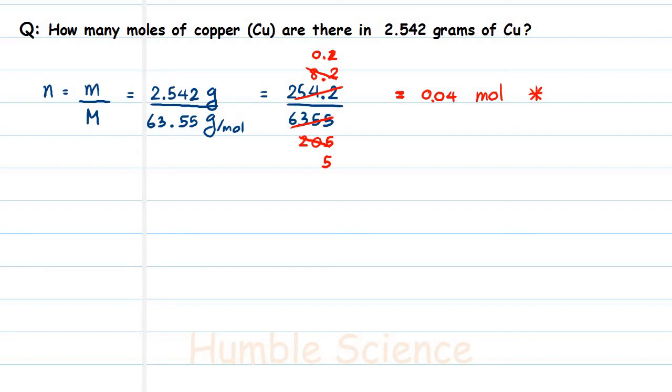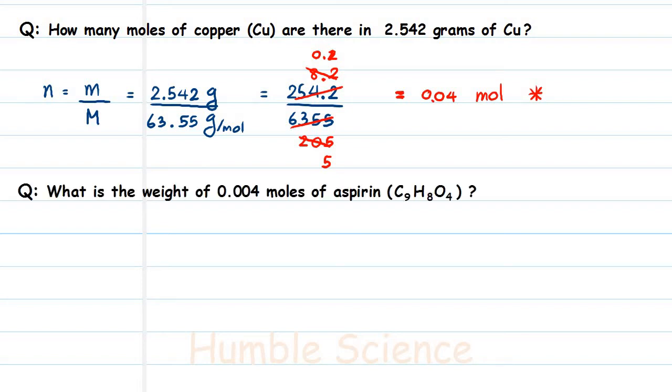If you're not comfortable doing this in your head, then just plug into the calculator. That should work too. So the next question asks, what is the weight of 0.004 moles of aspirin? Again, we know that little n is equal to mass divided by molar mass. And since they're asking for the weight or mass, which is little m here, we can convert this into little m is equal to n times big M. And big M is the molar mass of the aspirin, and we can get it by using information from the periodic table.